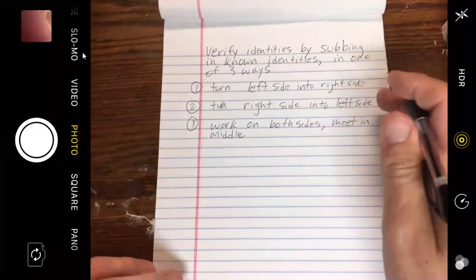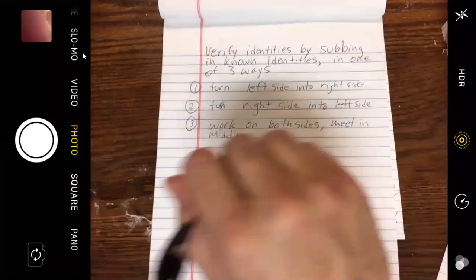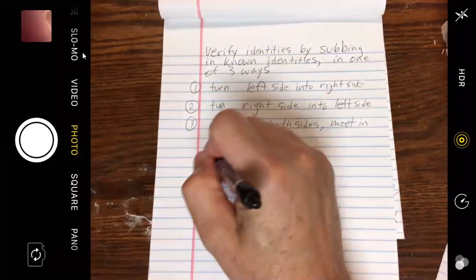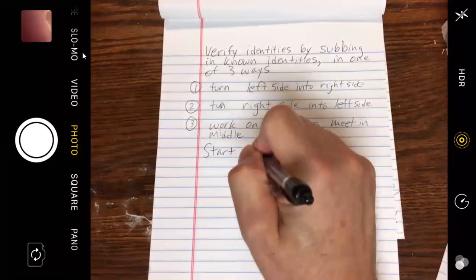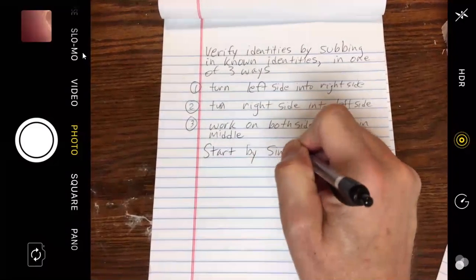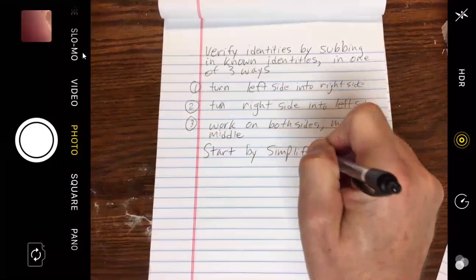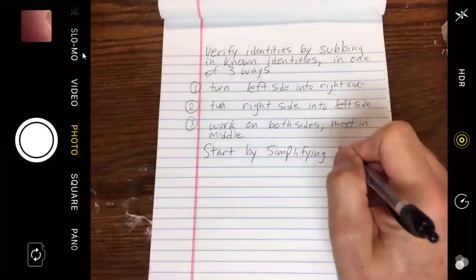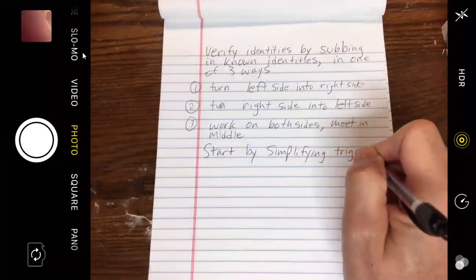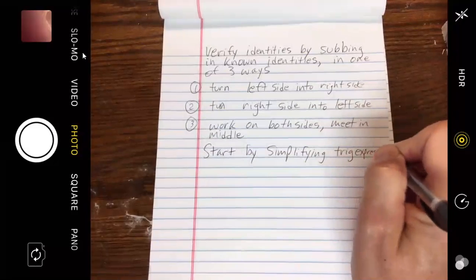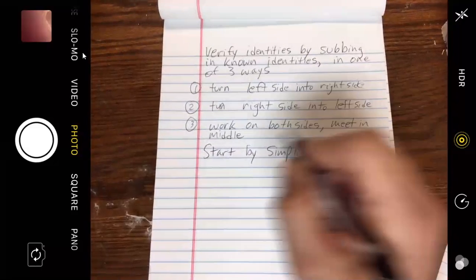All right, so it's something that takes practice, but we're going to start by simplifying trig expressions, just for practice.